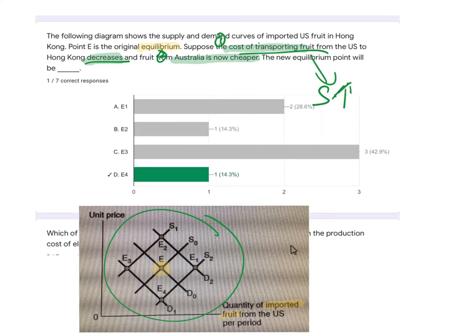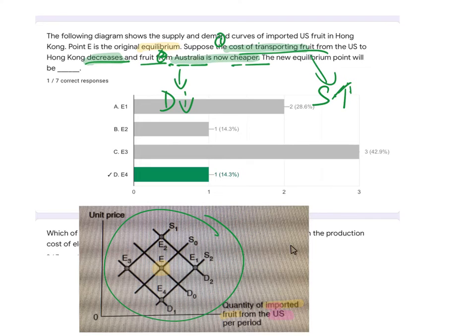And then the fruit from Australia becomes cheaper. Who cares about the fruit from Australia? Who has the option to buy the food is the buyer, right? The buyer can buy food from Australia, so it's about the buyer. Then since they are cheaper, they prefer to buy the Australian fruit, but the US fruit, they will buy less. Remember, in this market we are talking about the fruit from the US, not Australia. So it should be a demand decrease in this case.